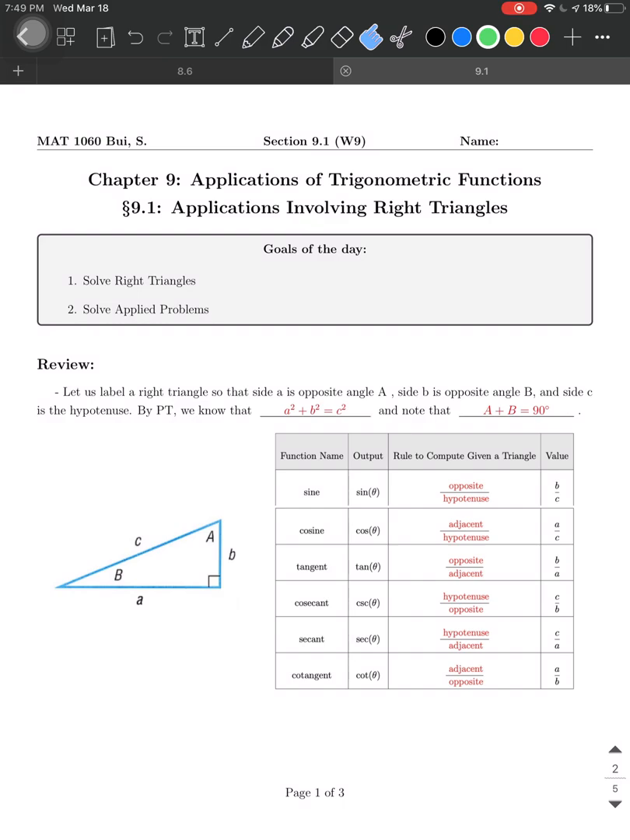So what does it mean to solve a right triangle? We know that every triangle has 3 sides and 3 angles. So to solve a right triangle, or to solve any triangle, it means that you have to find the measures of all the angles and the lengths of all the sides. Clear enough? So what should you expect for the final answer? You should have 6 answers, okay? 3 for the angles and 3 more for the side lengths.